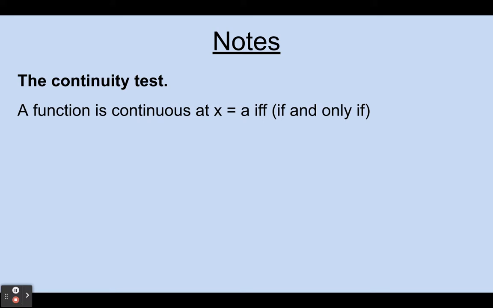Okay, let's do some notes here. So remember before, I talked about continuity. So we're going to use this definition. This is called the continuity test. A function is continuous at x equals a. And if you ever see IFF, it just means if and only if. So this has to be true. It's continuous if and only if this bottom part is true.